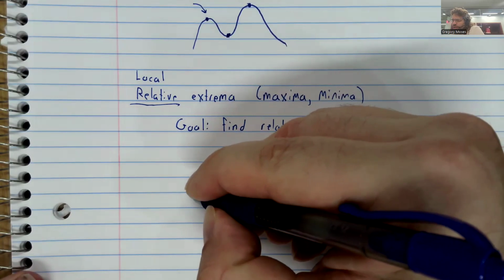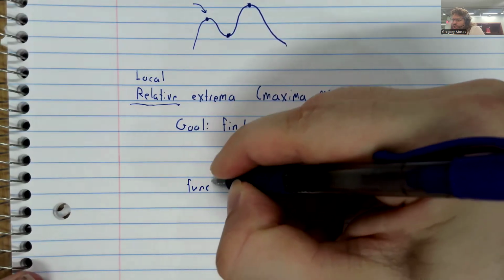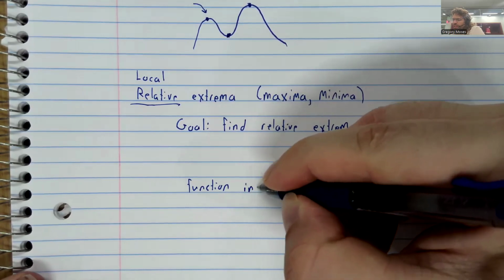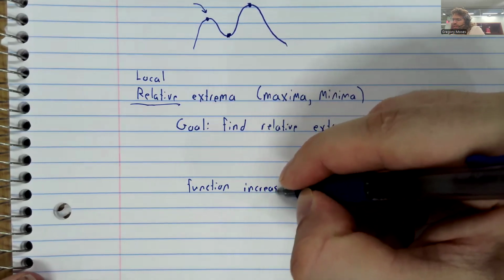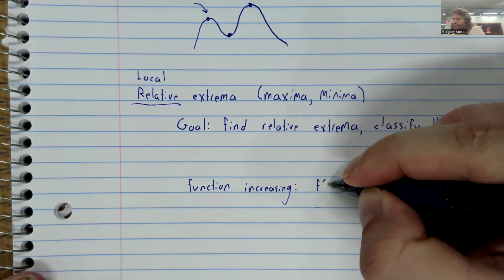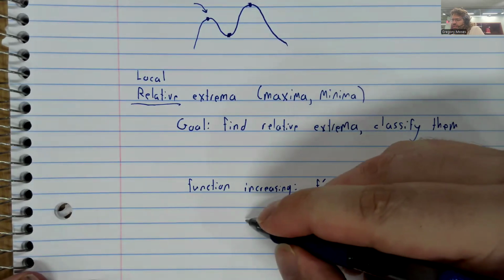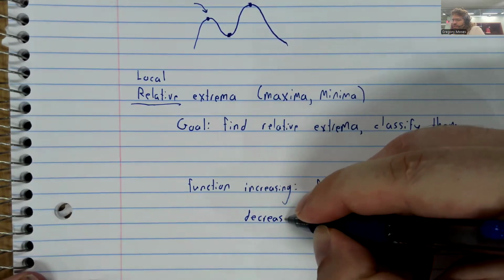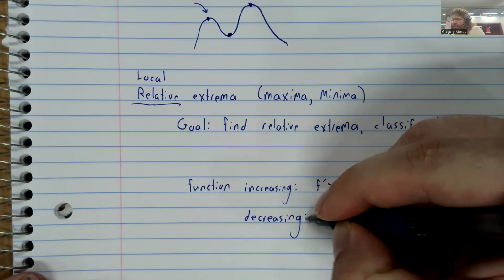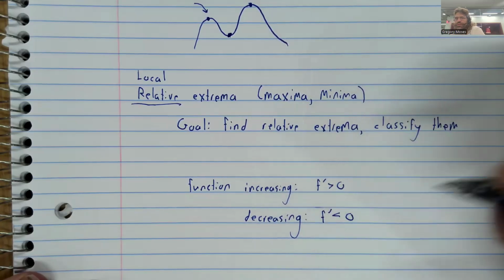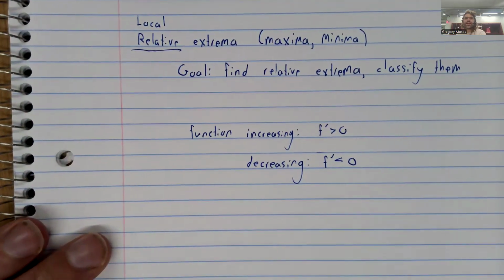Well, a function is increasing when the first derivative is positive, and it's decreasing when the first derivative is negative.